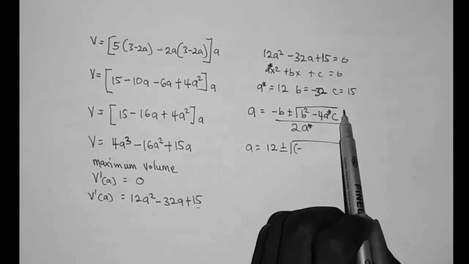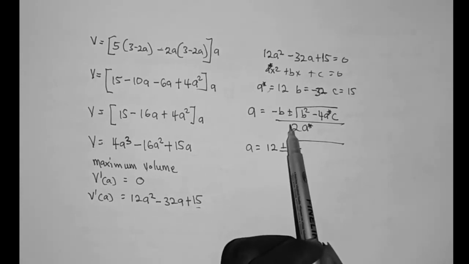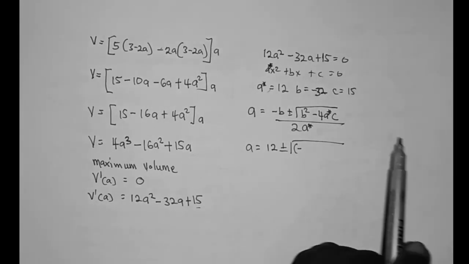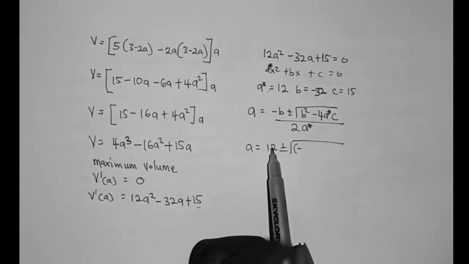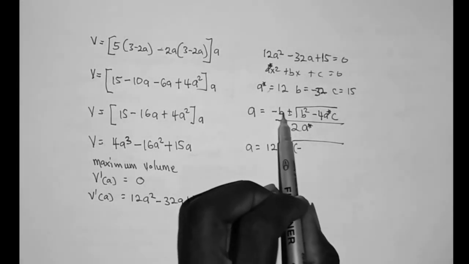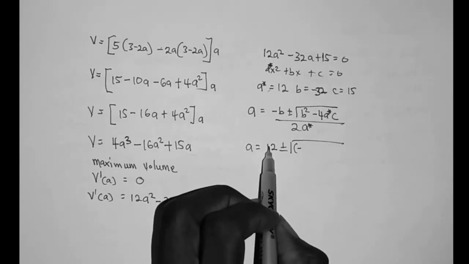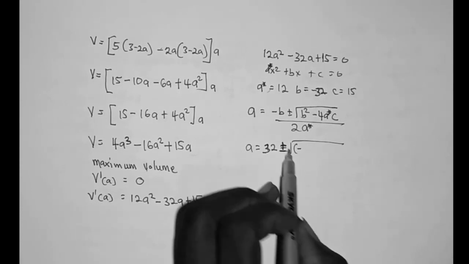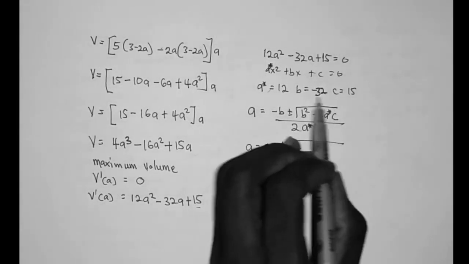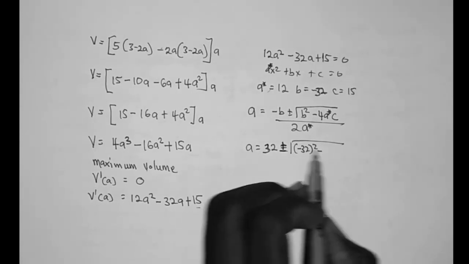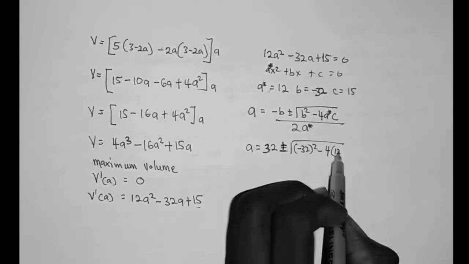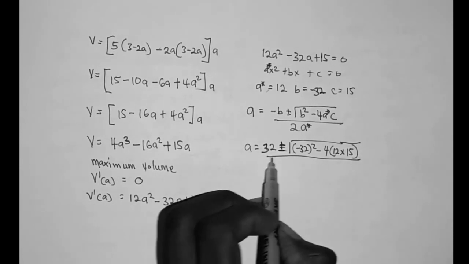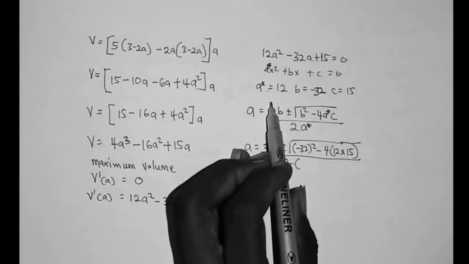b is minus 32. So a is 12, b is minus 32, and then c is 15. So in this case, minus b is minus minus 32. So yes, it is supposed to be plus 32. Then plus or minus the square root of b squared, and b is minus 32 squared, minus 4 times a, which is 12, times c, which is 15, all divided by 2 times a, which is 12.